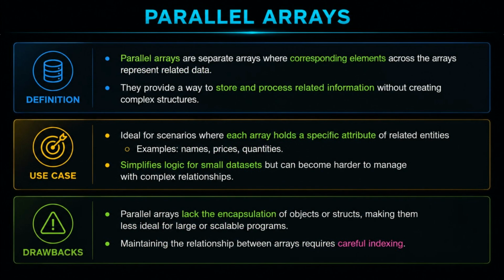Parallel arrays are separate arrays where elements at the same index across each array represent related data, letting you store and process connected information without building a more complex structure. They're ideal when each array holds one specific attribute of related items, like names, prices, and quantities together. The trade-off: parallel arrays lack the encapsulation that objects or structs provide, so they get harder to manage as relationships grow more complex, and keeping every array's indexing in sync takes real care.